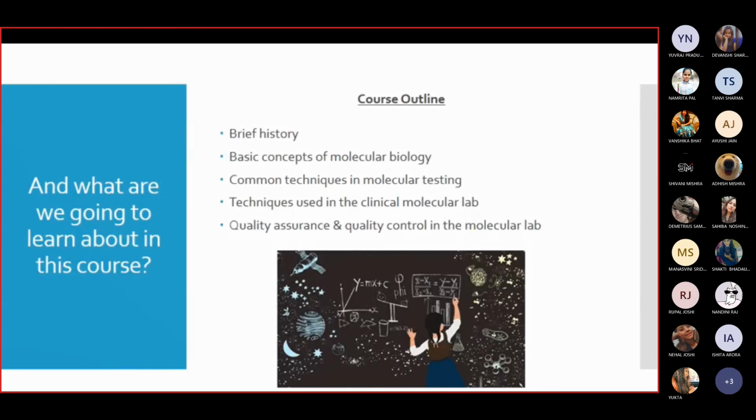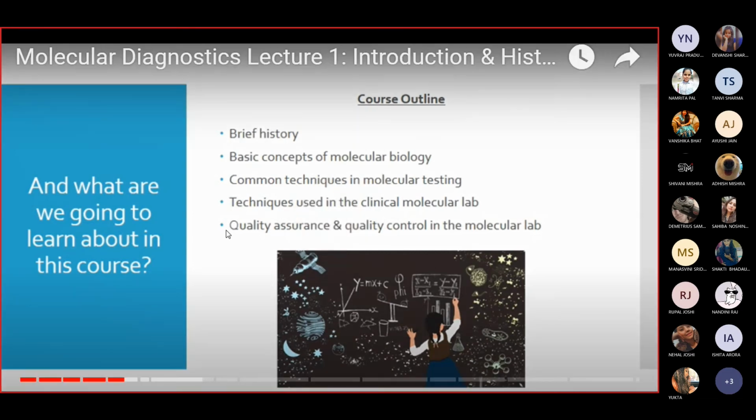And on the subject of going through the course, here is a brief course outline. So today we are going to cover a brief history of molecular biology. Then over the coming weeks, we are going to move on to basic concepts of molecular testing, common techniques in molecular testing, what techniques are used in the clinical lab, and finally, we will discuss quality assurance and quality control in the molecular lab. So, quality assurance and quality control is something that's very, very important, okay?